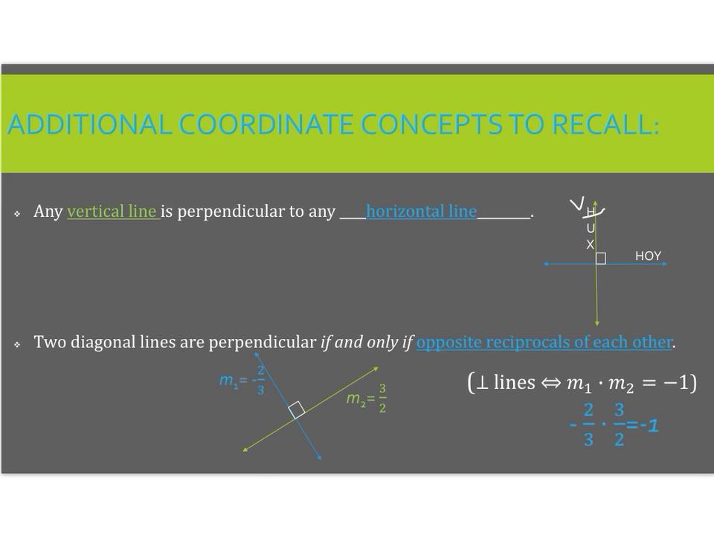Additional coordinate concepts to recall: any vertical line is perpendicular to any horizontal line as seen in the picture. Made a mistake here, that should be a V. And then two diagonal lines are perpendicular if and only if they are opposite reciprocals of each other. In other words, perpendicular lines implies the product of the slopes will always equal -1. And here's an example with a picture.